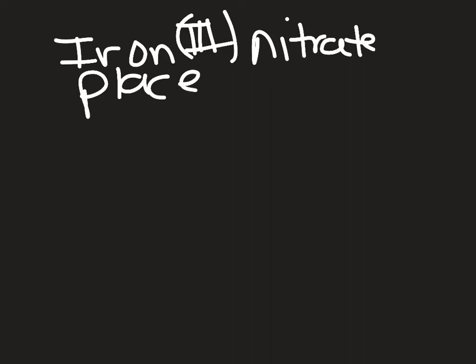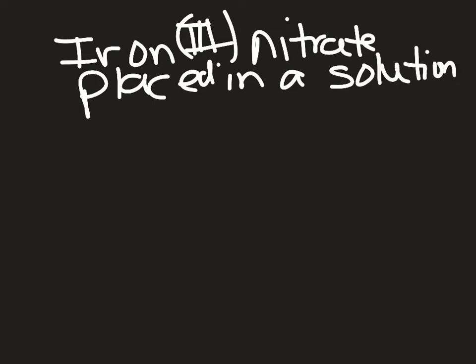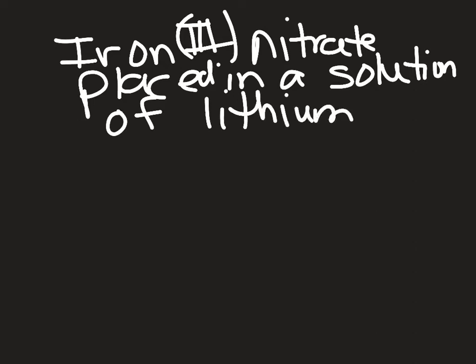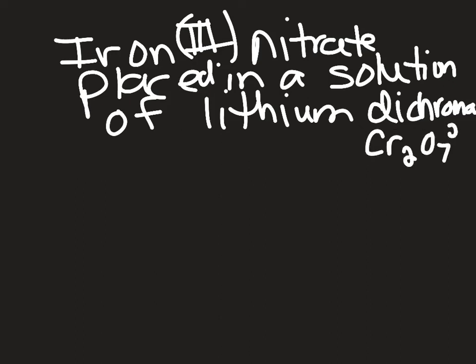All right, so what if we have iron 3 nitrate, and we are told that we are going to place it in a solution of lithium dichromate. All right, so that's dichromate. Sorry, ran out of room. Cr2O7, he's a 2 negative.